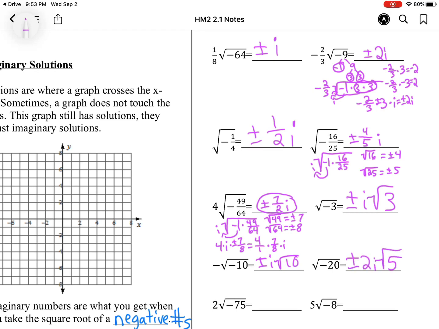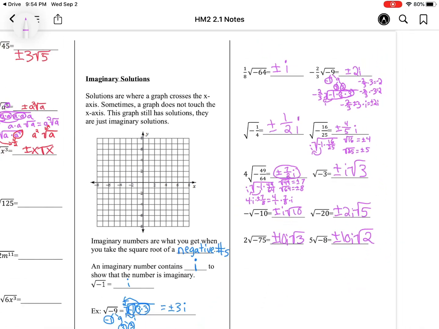Plus or minus 2i times square root of 5. Plus or minus 10i times square root of 3. And plus or minus 10 times i times square root of 2.